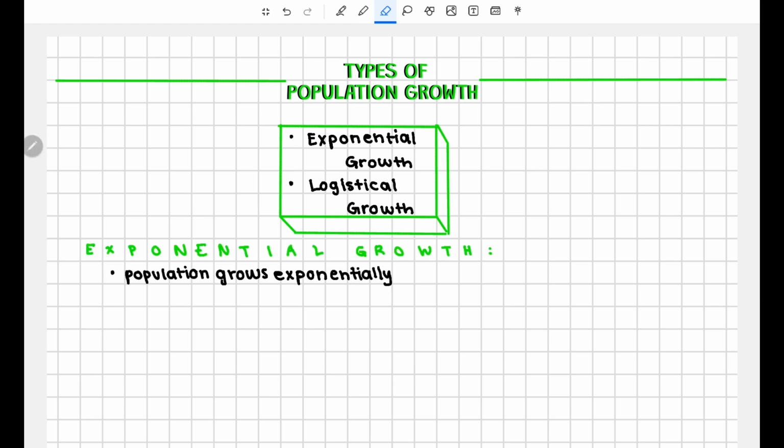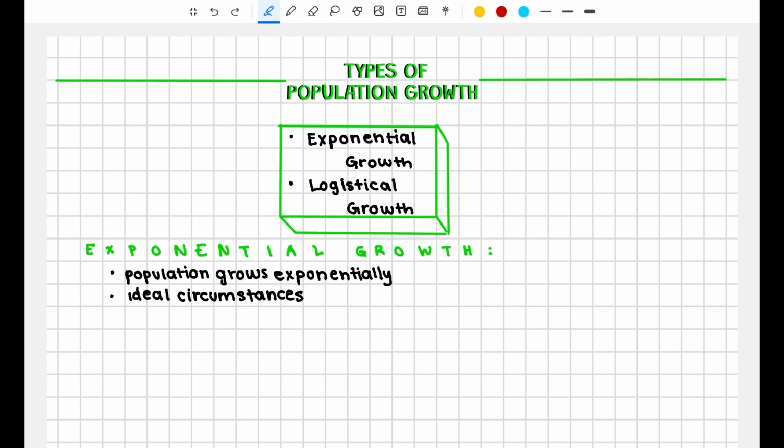exponential growth. In exponential growth, the population is growing exponentially, like it has in the name. It occurs when the individuals in the population are reproducing at a constant rate that is growing exponentially. But exponential growth is actually really unrealistic, especially when we talk about a long-term population. You can't sustain exponential growth long-term because it happens under ideal circumstances: unlimited resources, no predation, no diseases.